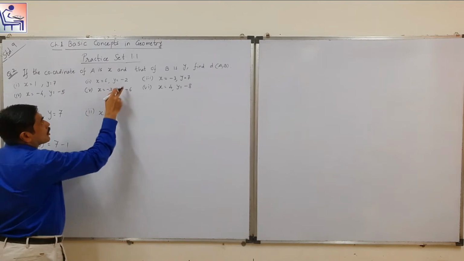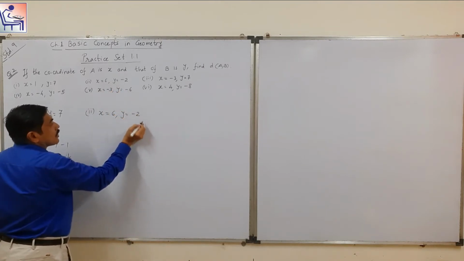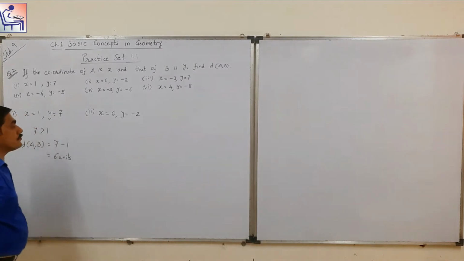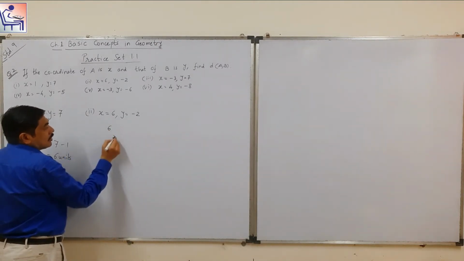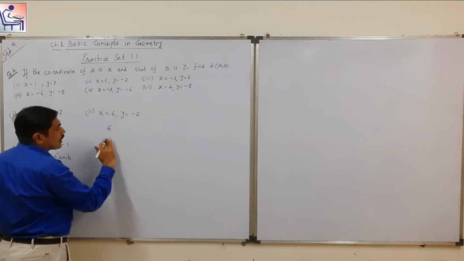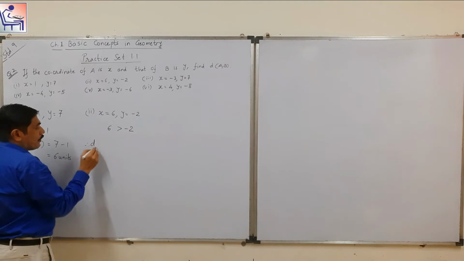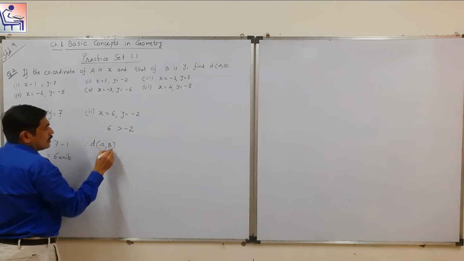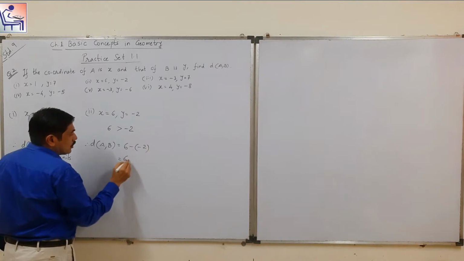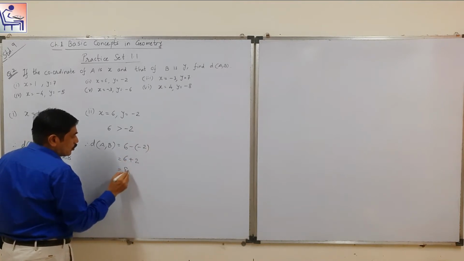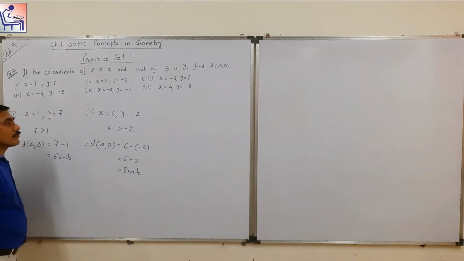Now we will move further to question number 2. Here x is equal to 6 and y is equal to minus 2. We know that all positive numbers are greater than negative numbers. So 6 is greater than minus 2. Therefore distance AB is equal to 6 minus minus 2. So 6 plus 2 is equal to 8 units.